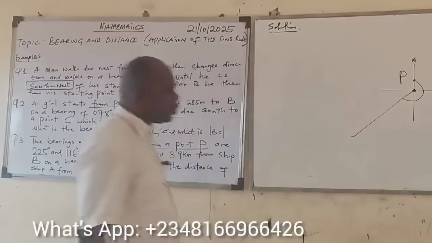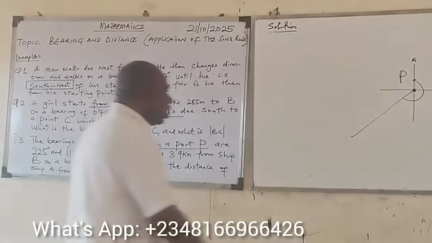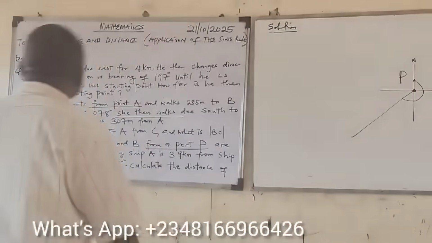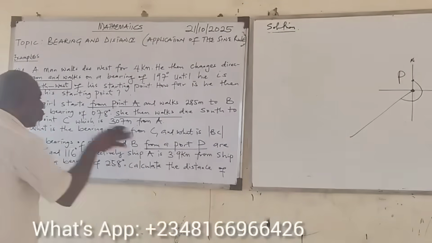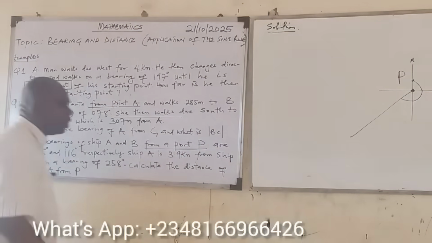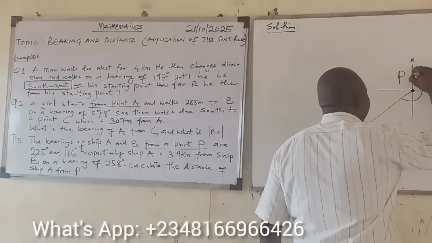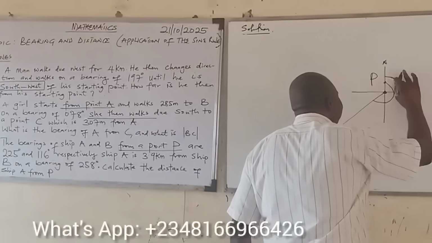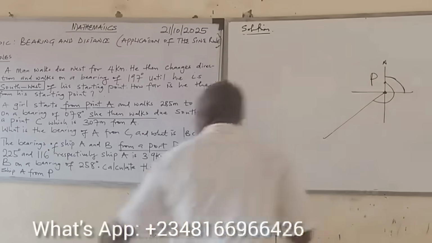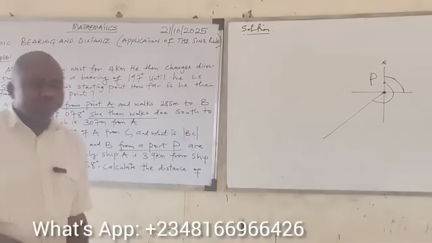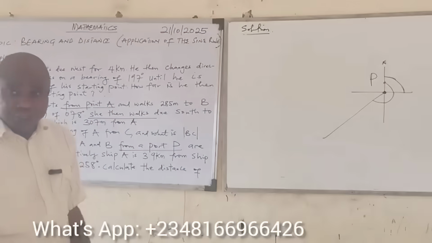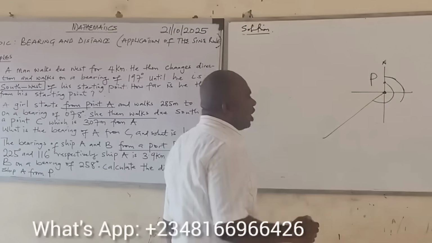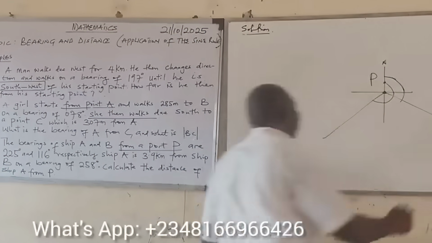Now we wait for further information, because they didn't tell us the distance of A from P. So here they went further. Now remember they said B is 116 from the port as well. So from here, this is 90 degrees. 90 plus 26 will give 116. So it means you are 26 degrees inside. So this is our B.